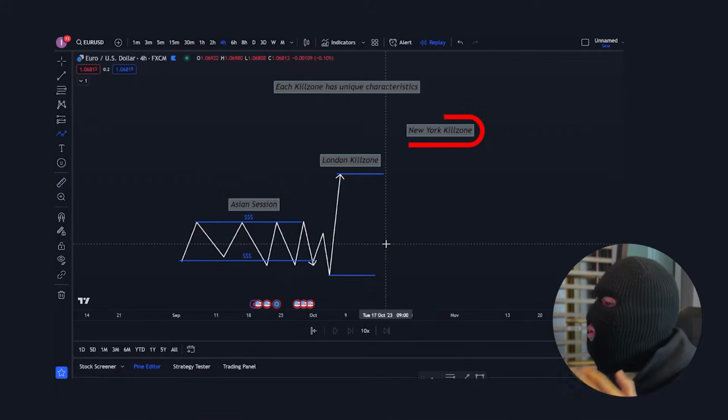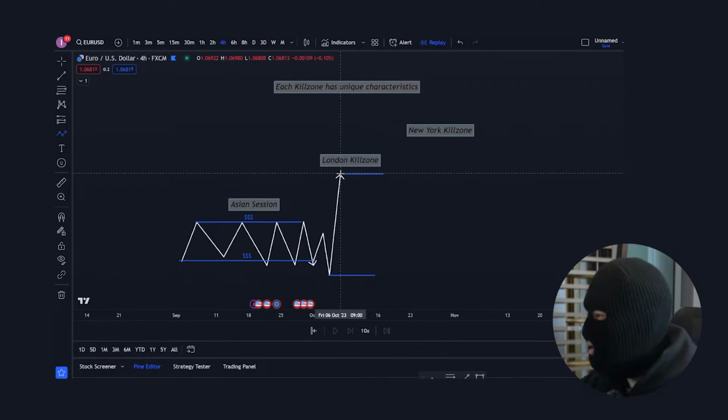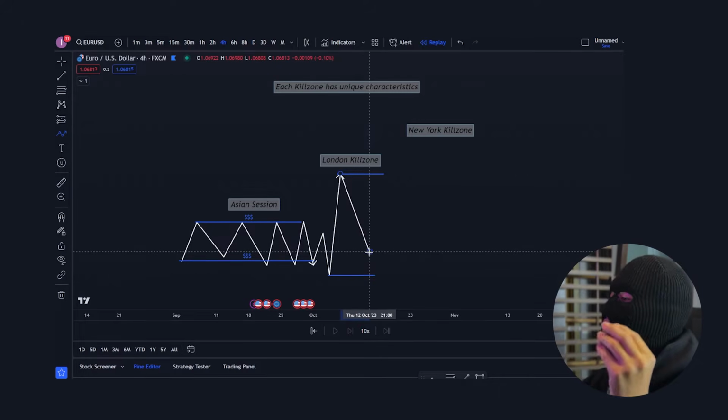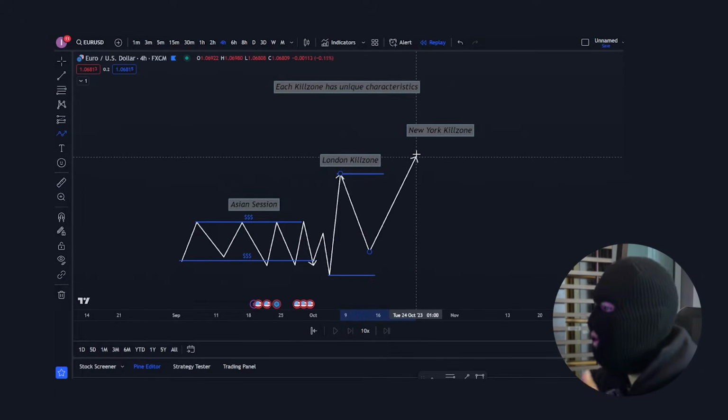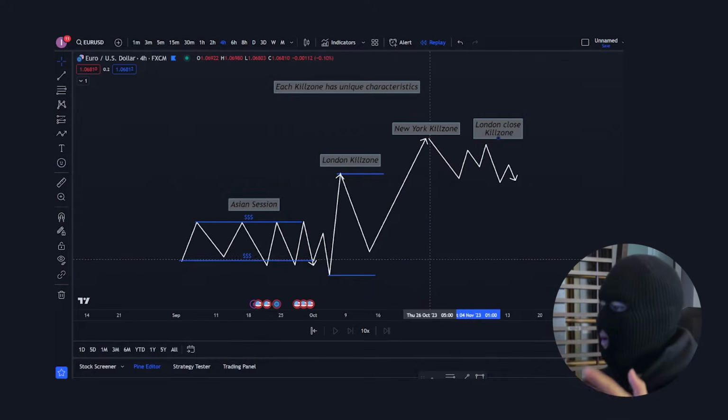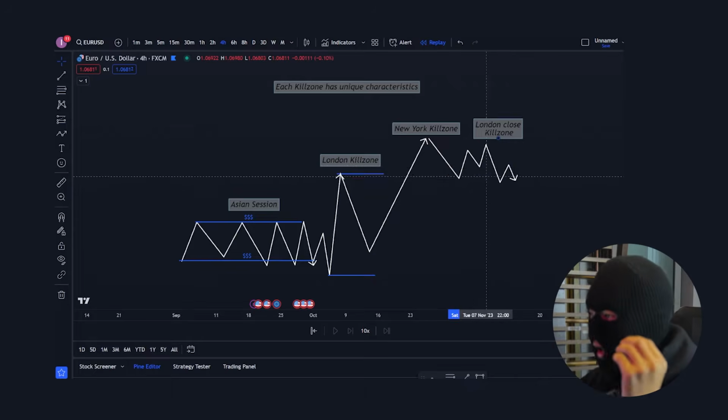Next, we have the New York Killzone, and this is where price tends to retrace into the London expansion before expanding further later in the New York session. This allows the markets to come back and generate enough orders in order to continue heading in its intended direction. Lastly, we have the London close that creates the opposite high or low of the day and caps off the day.